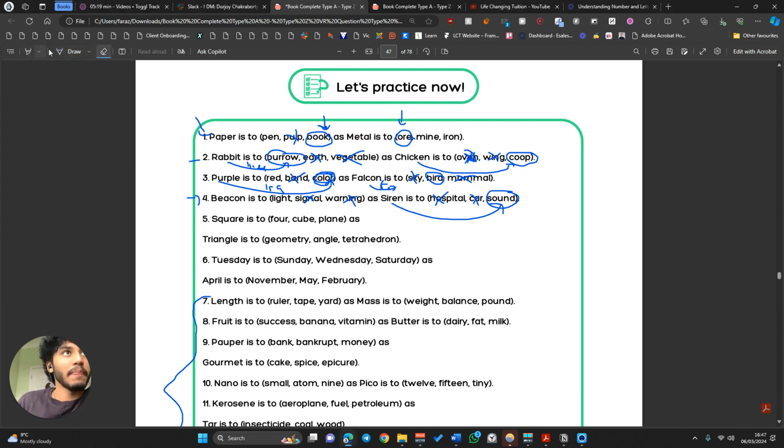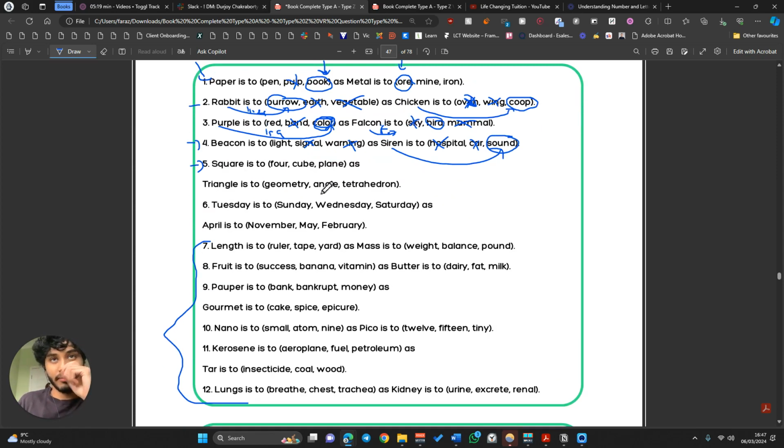So, question 5. Square is to something. There's a lot of things that would work here again. A square has 4 sides, so that would work as a relationship. Square to cube, so you could say a 3D square is a cube, or a plane. You can say a square is only in a 2-dimensional plane.